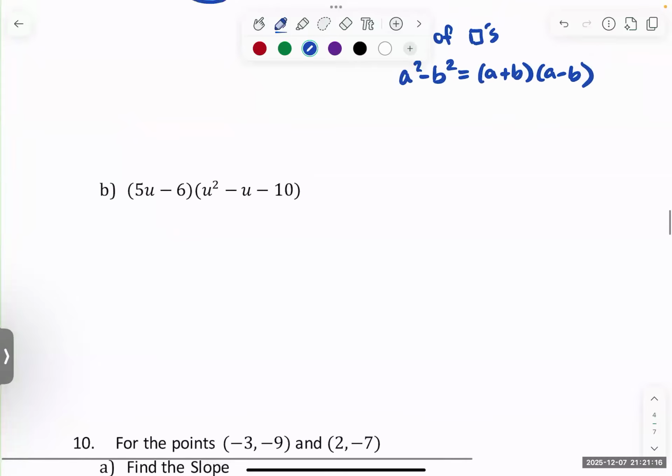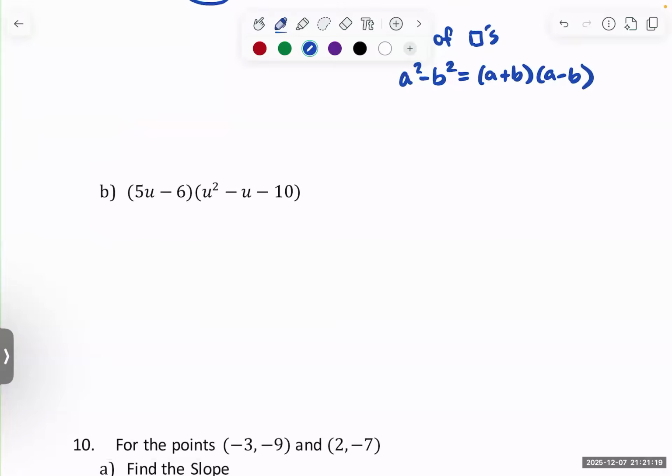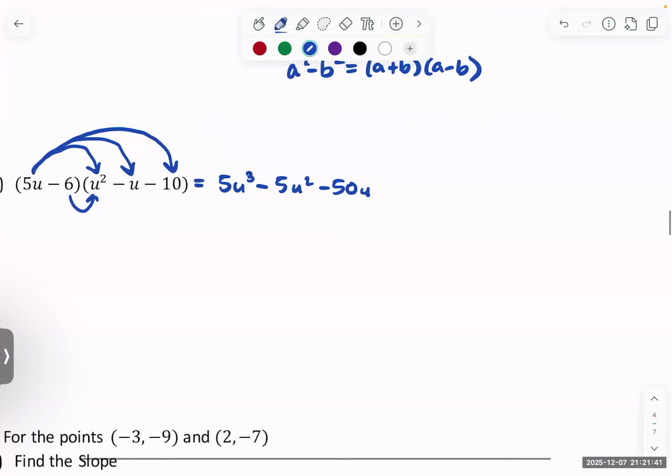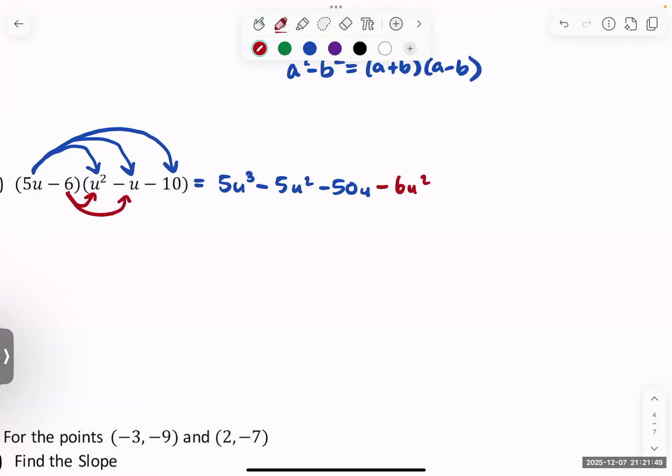Okay, so now for this one. Again, multiply every term in here to everything in the second parentheses. So we'll do 5u times u squared, which is 5u cubed. 5u times negative u is negative 5u squared. 5u times negative 10 is negative 50u. Negative 6 times u squared is minus 6u squared. Negative 6 times negative u is plus 6u. Negative 6 times negative 10 is plus 60.